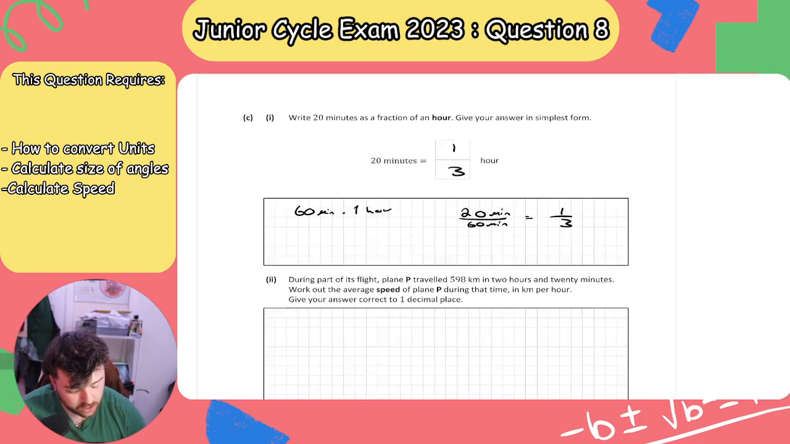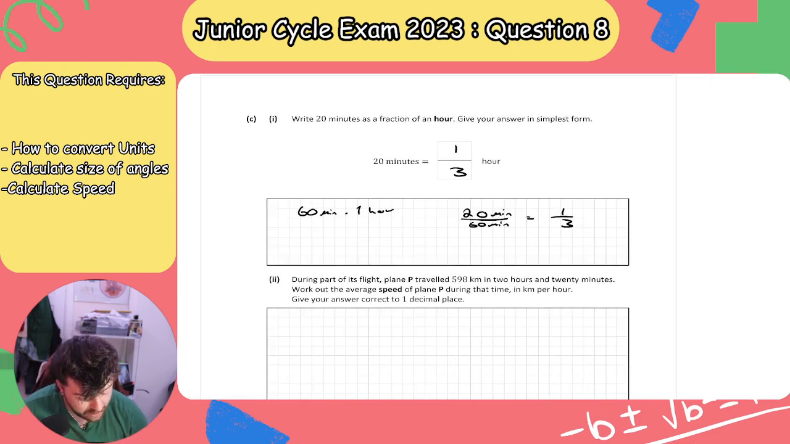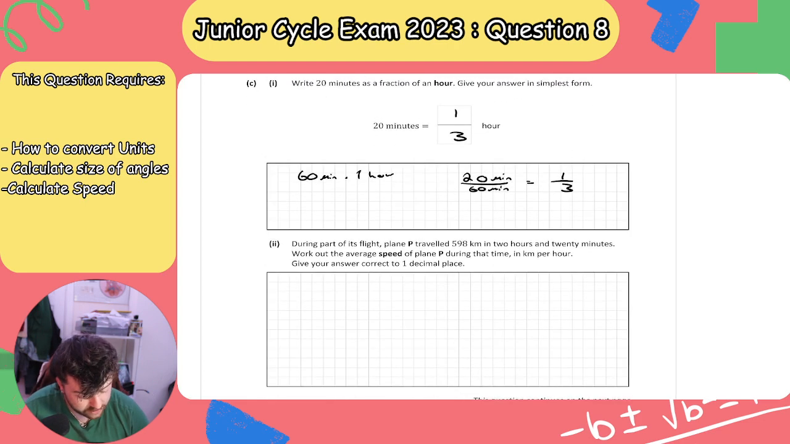And then part 2, during part of the flight, plane P travels 598 kilometers in 2 hours and 20 minutes. Work out the average speed of plane P during this time in kilometers per hour. Give your answer correct to one decimal place. So remember Dad's silly triangle. We're looking for speed, so speed is equal to distance divided by time.